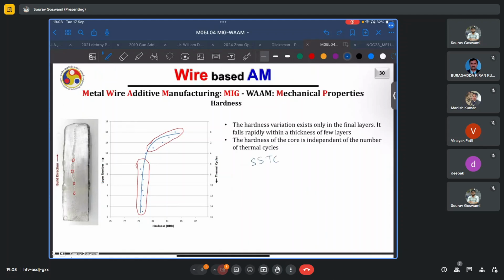That is, once this layer has been deposited and the next layer comes on top of it, so if I just draw it, say the first layer was deposited, now we are depositing the second layer.